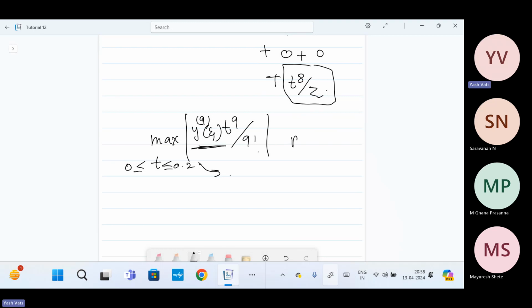Then that will be the bound. It can be taken as t^9 maximum only, t^11 or whatever. If it stops at t to the power 8, you get a non-zero term, then the next term will be the error, right? And then you can bound it.